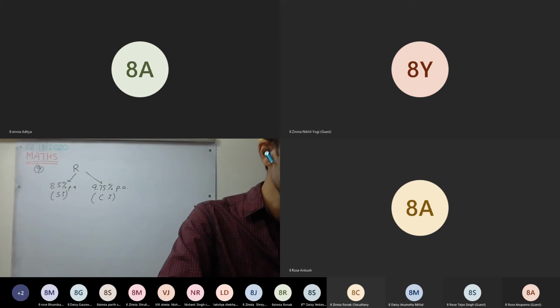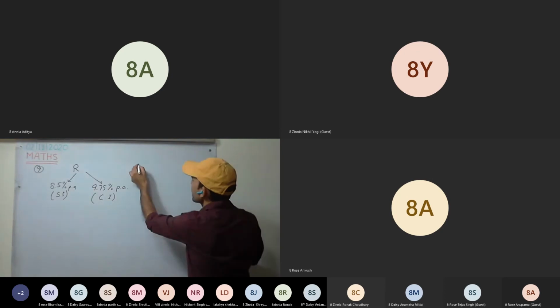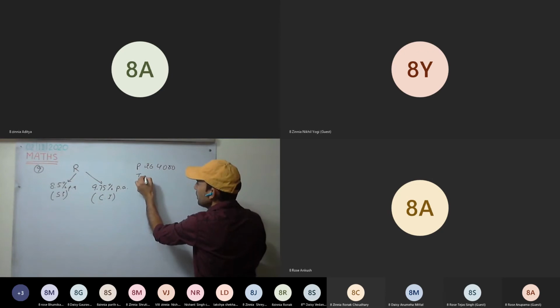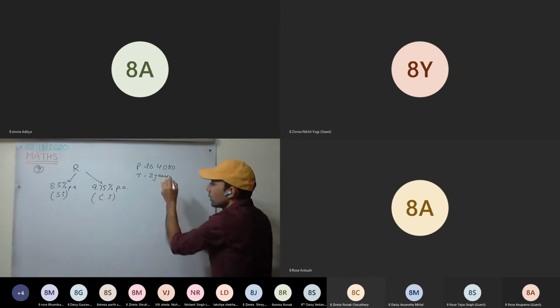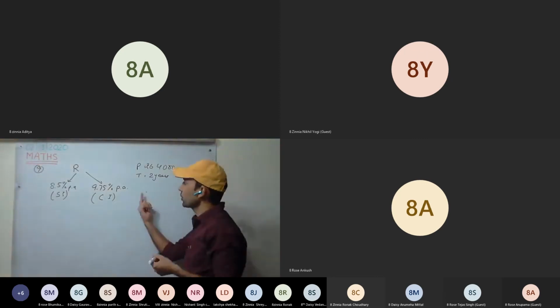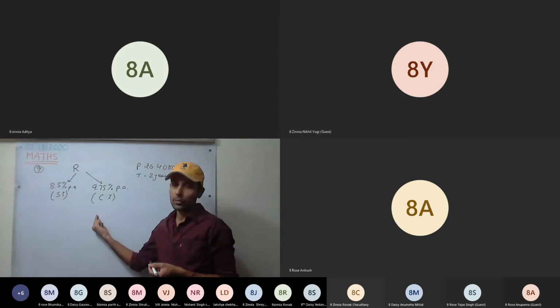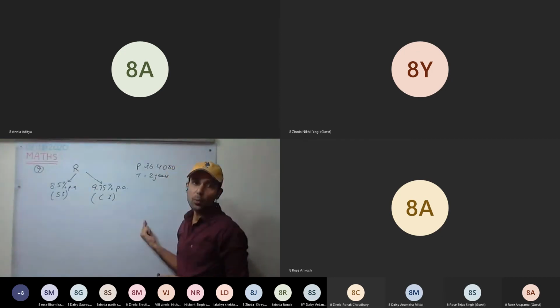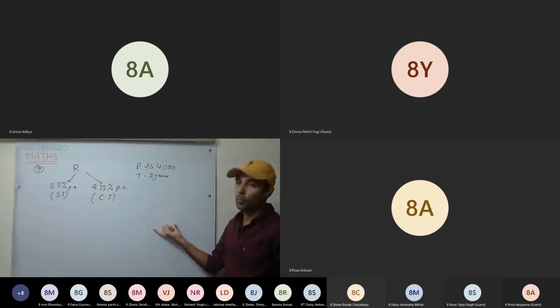Now, which scheme will bring more interest on 64,000? The principal is 64,000 rupees and the time is 2 years. Which scheme will bring more interest on 64,000 rupees invested for 2 years, and by how much? We have to find whether the simple interest or the compound interest scheme provides more interest.